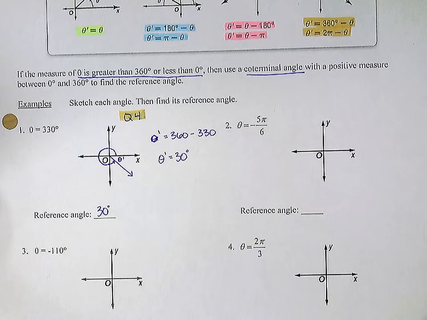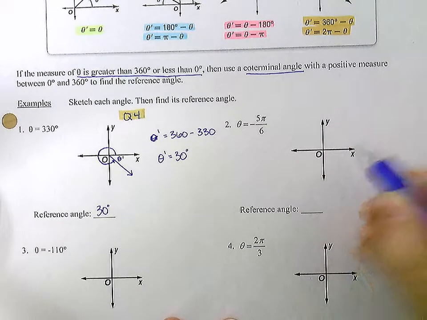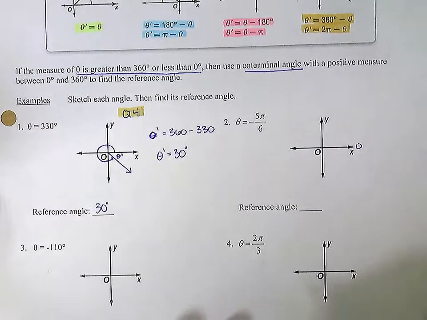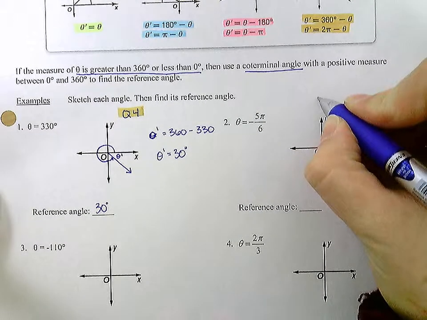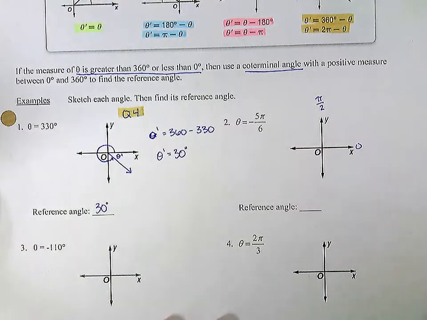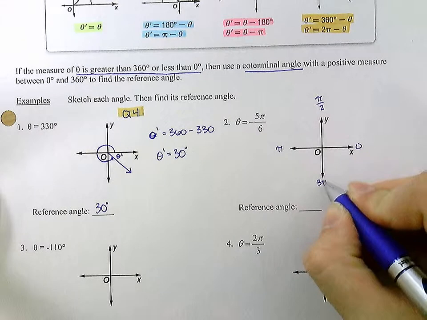Okay, next we have number 2. Now in this one, you're given this in radians. I know we haven't made our angles in radians before. It's not super difficult. So here along the x-axis, that would be 0. This would be pi over 2. This would be pi. This would be 3 pi over 2.